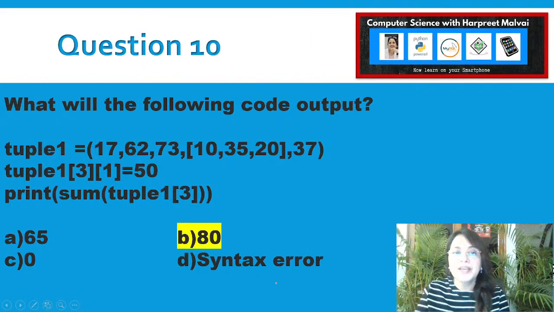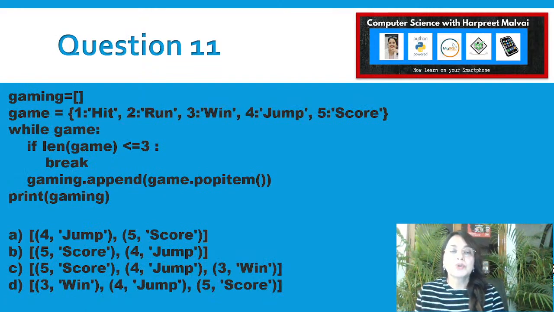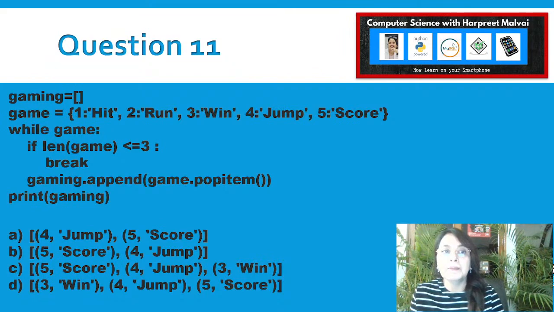We are going to move ahead to the next question. I'm going to up the game a little bit here. There's gaming, which is a list, and the list is an empty list to begin with. And there's a dictionary called game: one hit, two run, three win, four jump, five score. Those are the keys and values. Now, while game, if len game is less than or equal to 3, break, and then gaming dot append game dot popitem, and then print gaming. So which one out of these lists do you think is gaming?